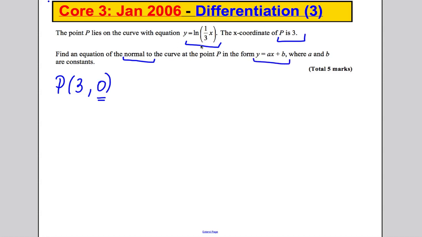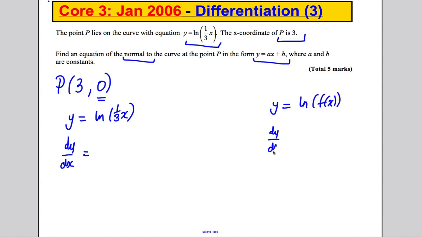Firstly, we need to find the gradient of the tangent at that point. Use that to find the gradient of the normal. We've got a point that we can substitute in. We'll be able to find the equation. So, y is equal to ln a third x. dy by dx, what's that equal to? Well, remember the rule, if y is equal to ln of some function of x, then dy by dx is always the differential of that function inside the logarithm over the function inside the logarithm. So here the differential of this is a third over a third x. The thirds cancel and you get 1 over x.